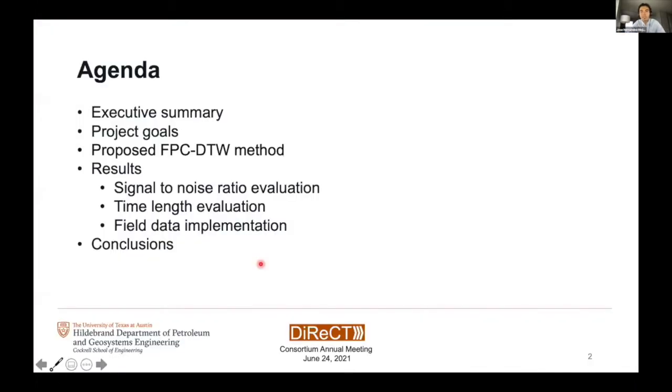So the agenda for today's presentation is first, I'm just going to give you an executive summary, the motivations of this project. Then I'm going to present the project's goal. After that, I'm going to give an explanation about the proposed physics constrained dynamic time warping method. Then I'm going to discuss some results. And finally, I'm going to give you the key points and some future work.